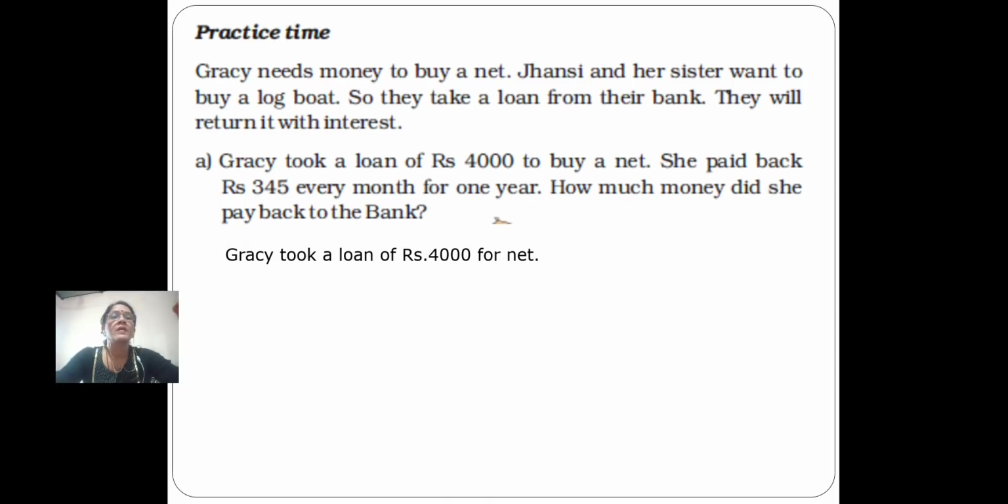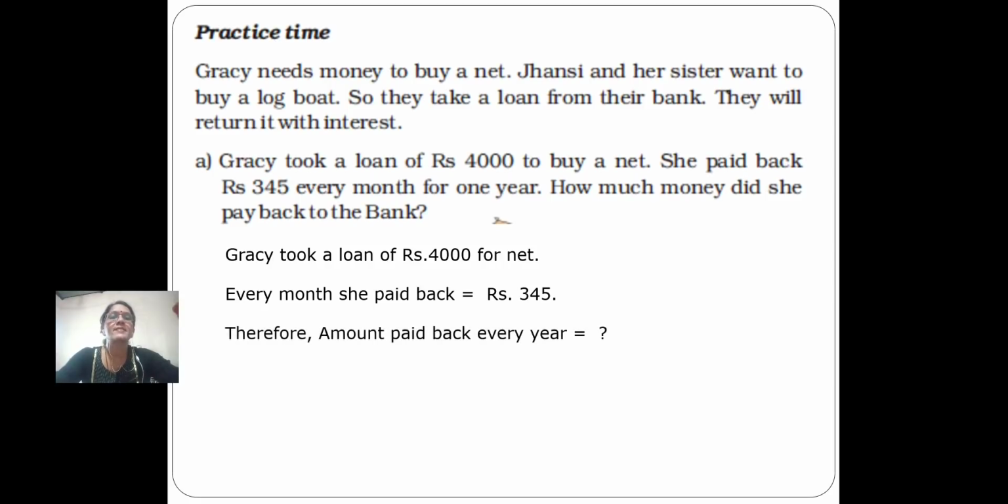Come on, let's see. She took a loan of rupees 4,000 for the net, right? Okay. Every month how much she has promised to pay to the bank? Rupees 345. Okay. Next. Therefore, amount paid back every year. Every year means in 1 year. For 1 year how much she is going to pay? Yeah. Amount paid. How much every month she is paying? 345. 1 year means 12 months. So 345 into 12. 12 5s are. You have to do this multiplication. You know 12's table, right? Okay. So the answer comes to rupees 4,140. What is the answer?